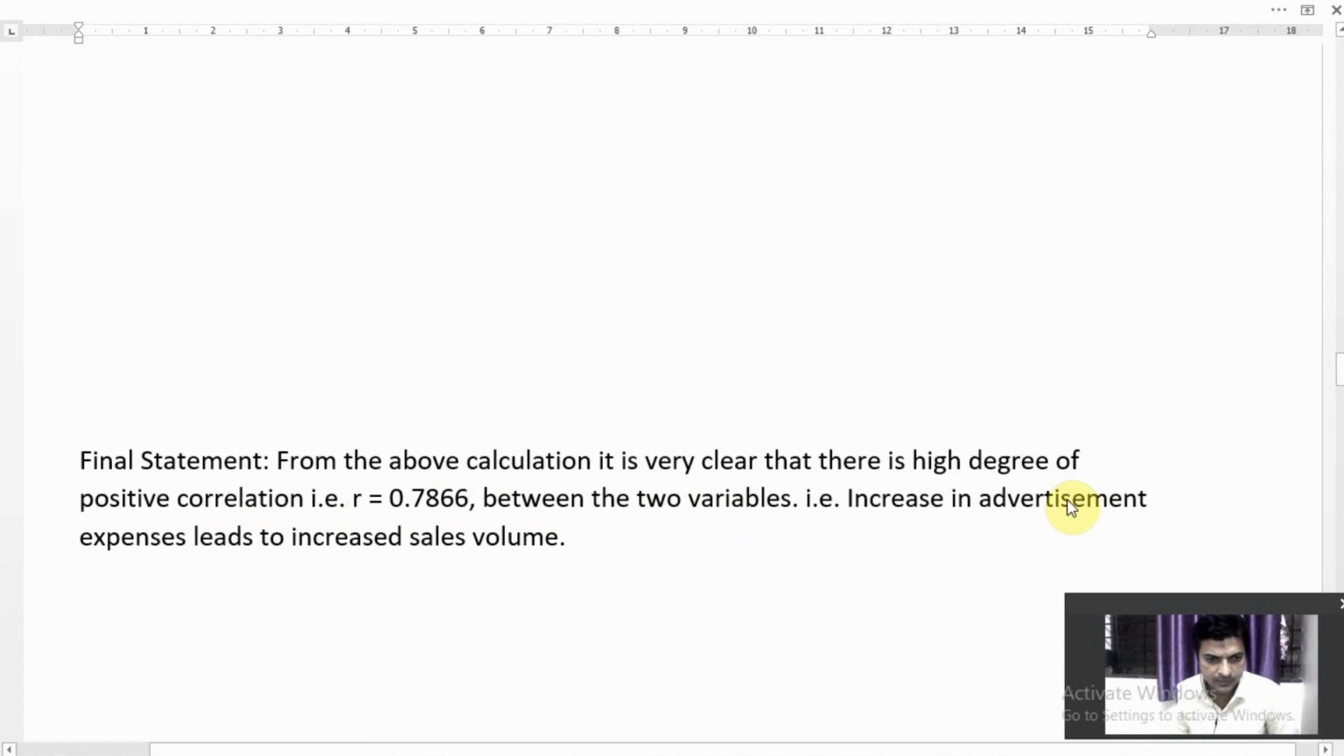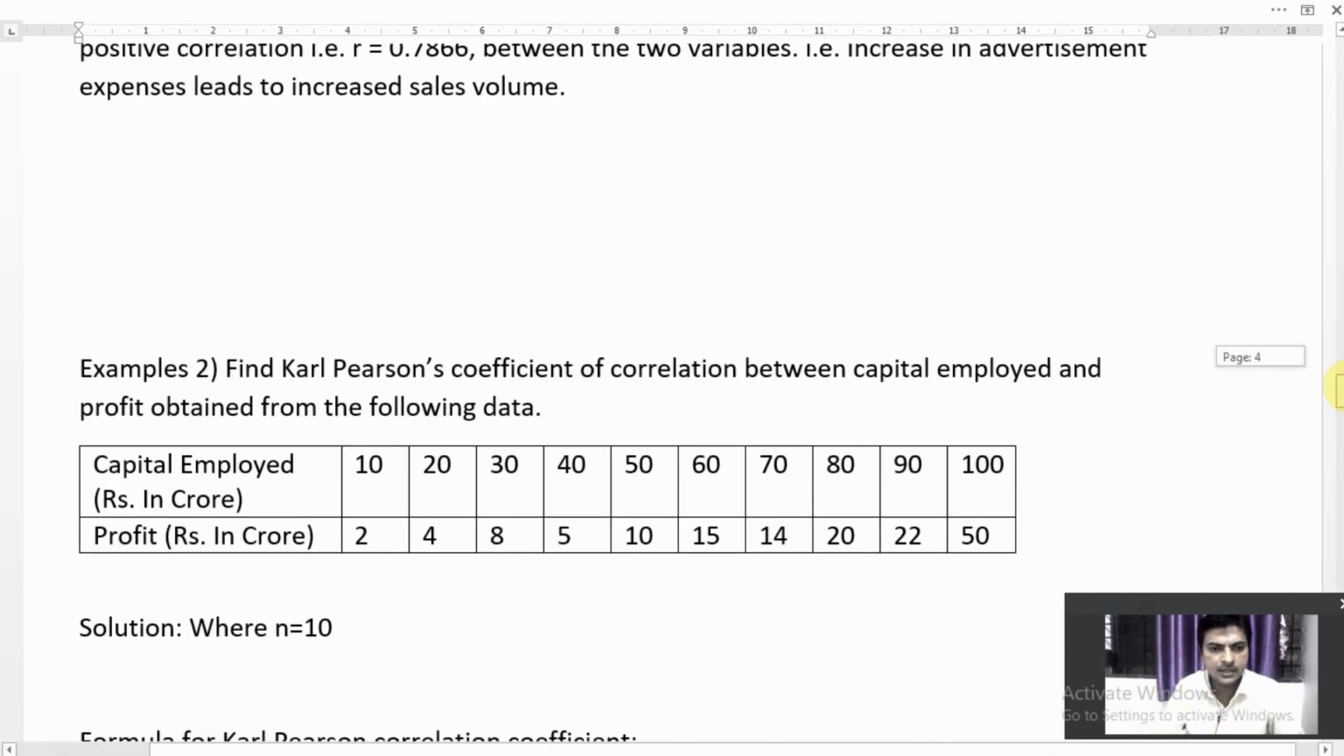Increase in advertisement expenses leads to increased sale volume, as we have discussed. If you take the percentage, it is 78.66 percentage, students. You can see that this is true: if you increase advertisement, definitely sale volume also increases. So without wasting your time, we'll go to the next example.